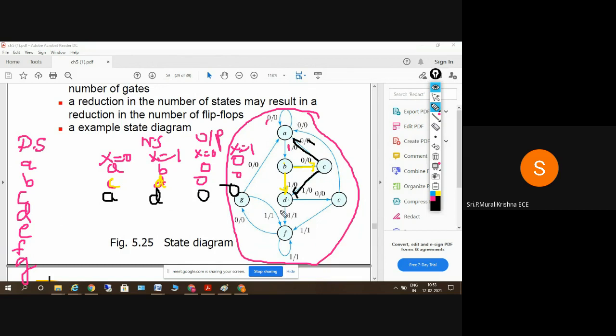Next, state D. When x is equal to 0, it will go to state E, and when it is 1, it will go to F. The outputs are 0 and 1. So getting my point, you have to write the state table like this. Yes or no? Yes, sir.